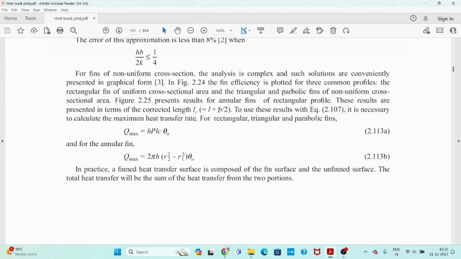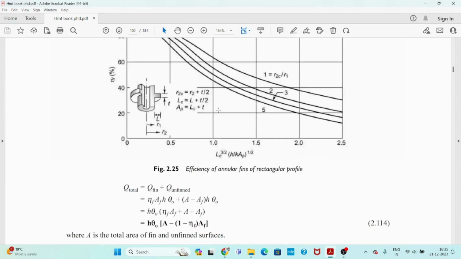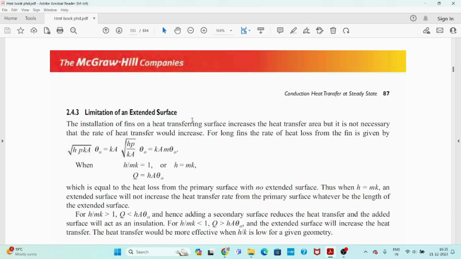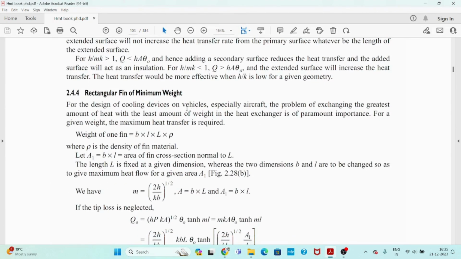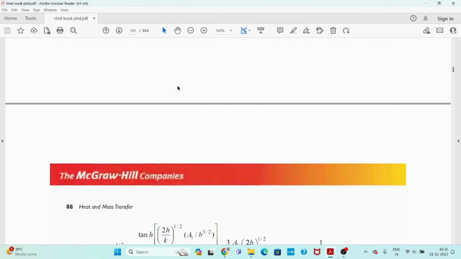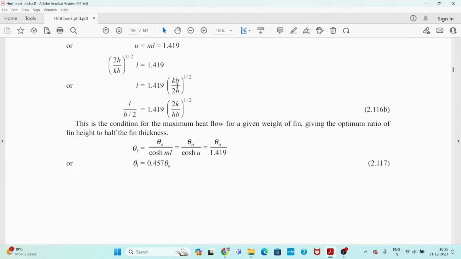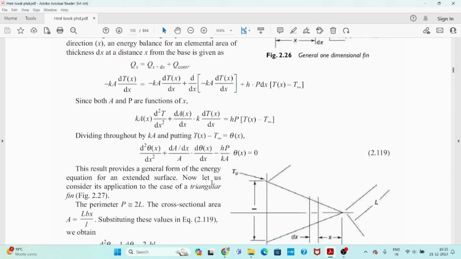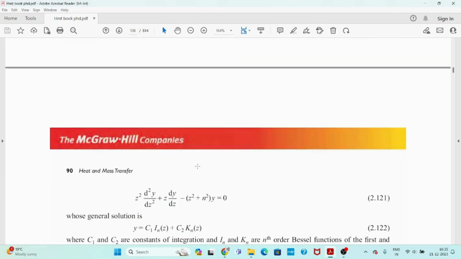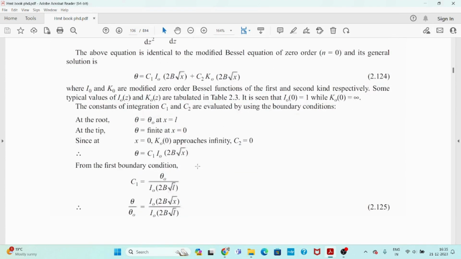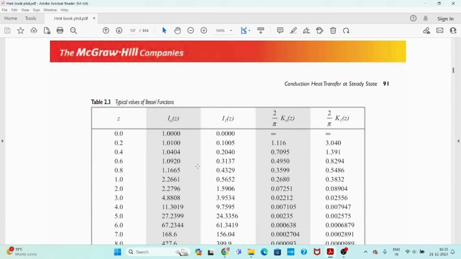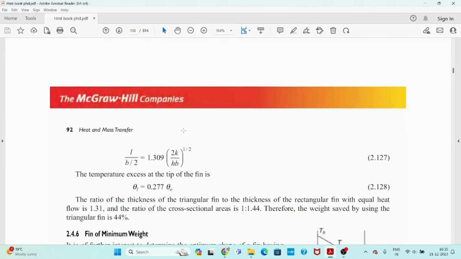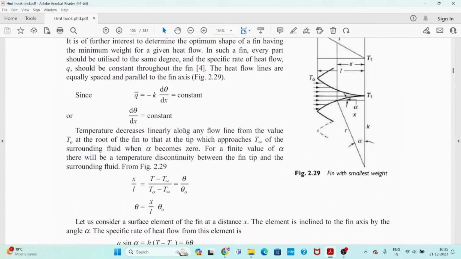These are the types of fins. Let me see, anything important I will tell you, definitely. Limitation of extending surface, I don't think it's very important. If you have time, you just read and go through it. You will get some insight if you read the book. You can know what important things you have to keep in your mind that are going to help you in your exam. I don't think these are important things. So if you have time, you can read. Otherwise, you just see the formulas and try to memorize all the formulas.